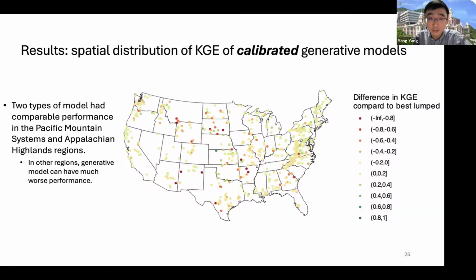And we also compare the difference between our model and the best lumped model. We found that in the East Coast and the West Coast, our model has a better performance, as indicated by the greenish color, which means our model is better than the best lumped model. And in the central and west US, our model can perform significantly worse, as indicated by the reddish color.